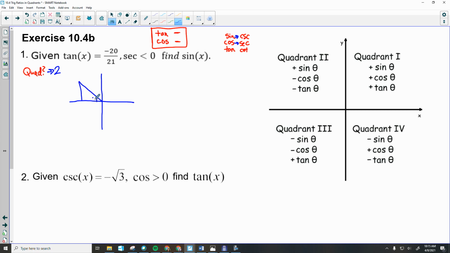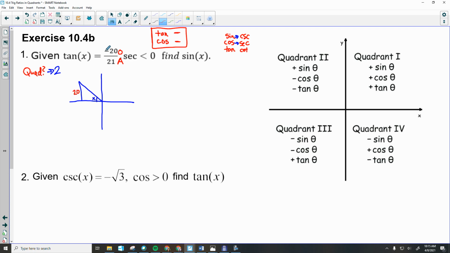So there's our angle. Right now we're using an x, and according to this tangent that they thankfully gave to us, we can figure out where these go on the triangle. Remember, tangent is opposite over adjacent, okay? So this is the opposite side, 20.